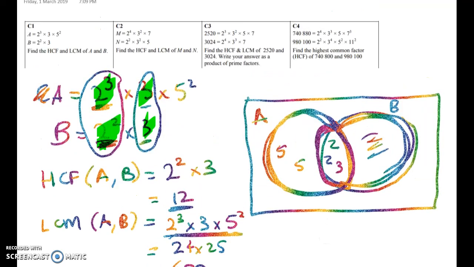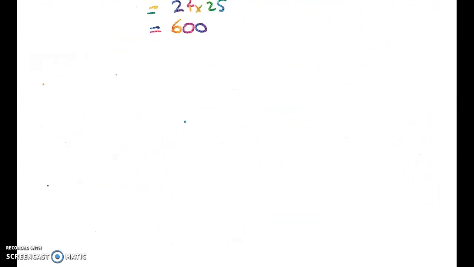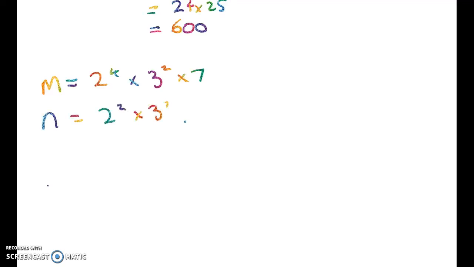So let's look at C2. It's exactly the same kind of question. We don't have to find the numbers, we just have to find the highest common factor and the lowest common multiple. So let's do that one now. We've got M. What's M? Well, M is equal to 2 to the power of 4 times 3 squared times 7, and N is equal to 2 squared times 3 squared times 5.